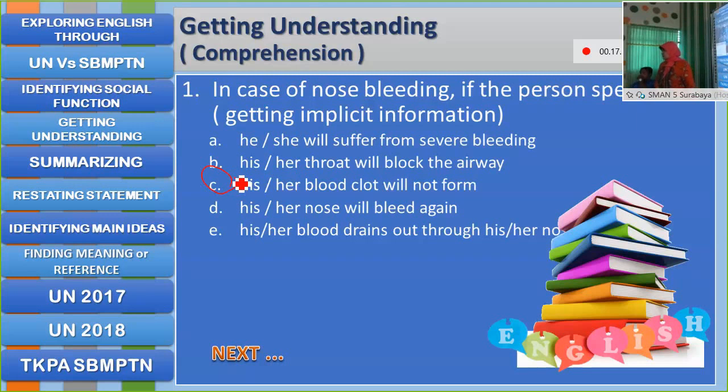What do you call nose bleeding in bahasa Indonesia? Mimisan, ya. Okay, next.